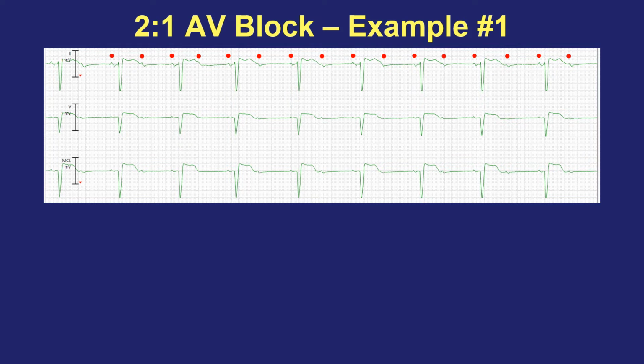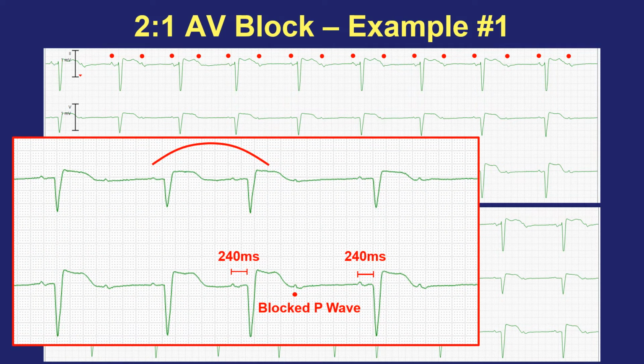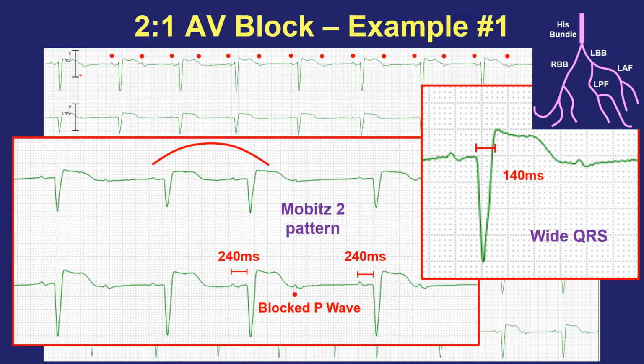There are the P waves with red dots. And we looked at a different part of telemetry, and aha, we found a place where there are 2 beats in a row that conduct. So let's compare PR intervals. Here is the blocked P wave, and the PR interval before and after the blocked P wave is identical. That is suggestive of a Mobitz 2 type pattern, His-Purkinje disease pattern, something that's worrisome. In addition, the QRS here is wide, suggesting that there is disease in the His-Purkinje tree, another clue consistent with the Mobitz 2 pattern to tell us that in fact we're having block in the His-Purkinje system, something that requires attention.